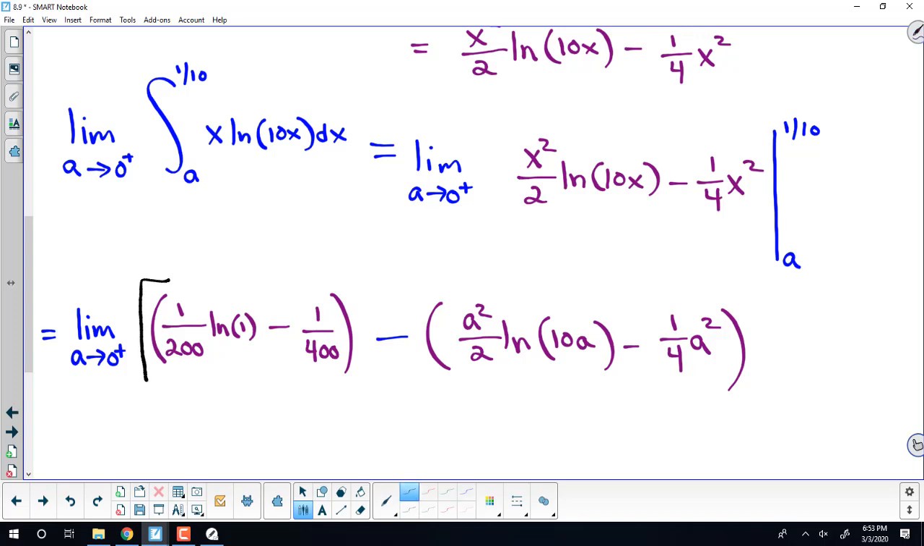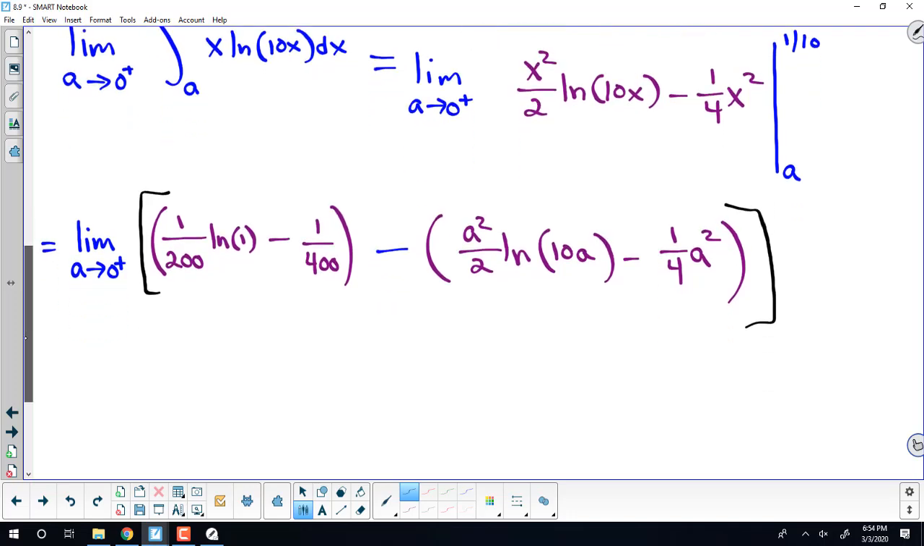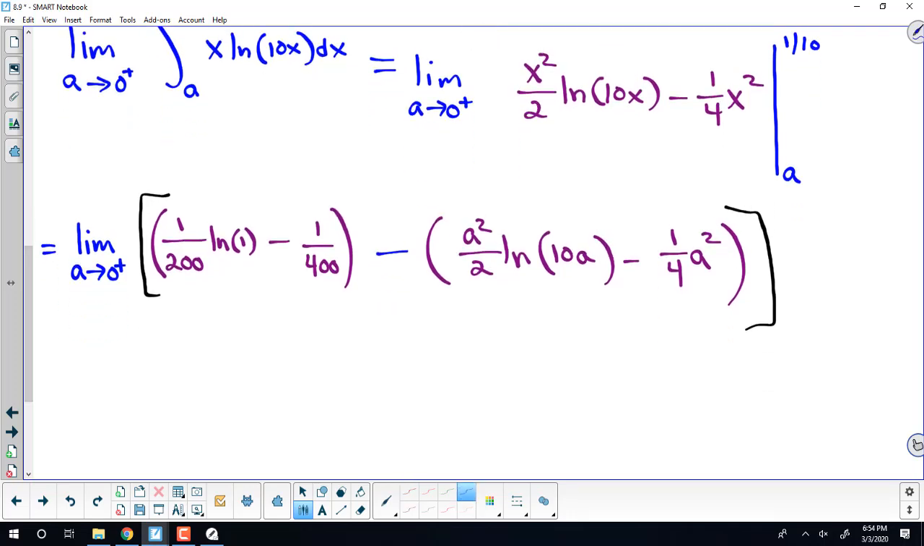It's the limit of all of this, but the limit only operates on our last two terms. So the ln of 1 is 0 times 1 over 200. That's 0 minus 1/400. We have minus this limit as a approaches 0 from the right on this thing here.